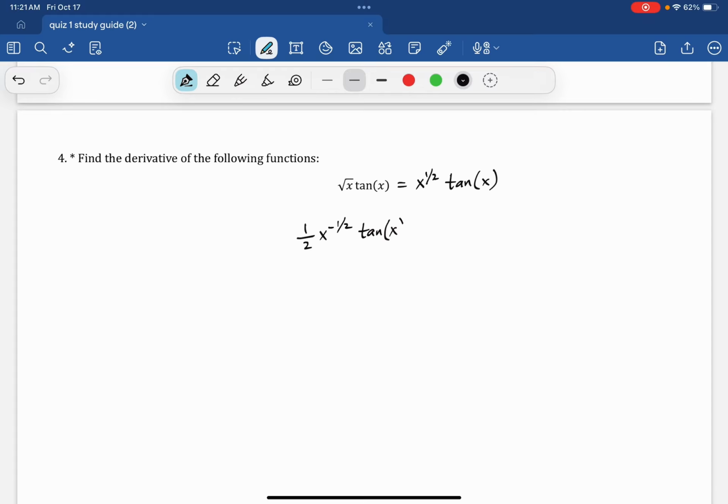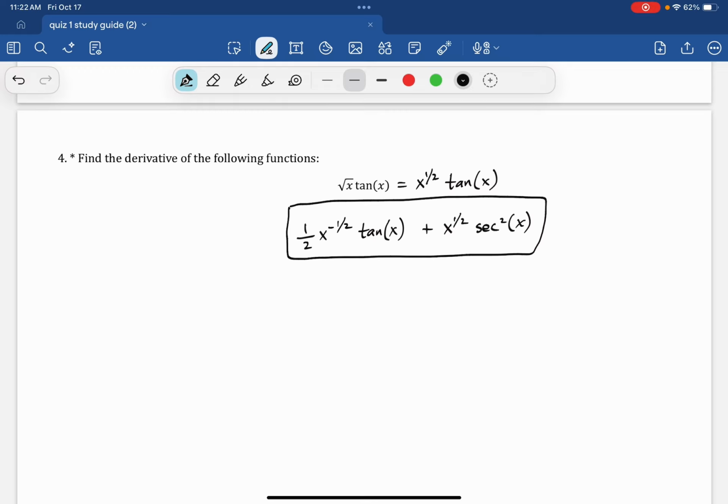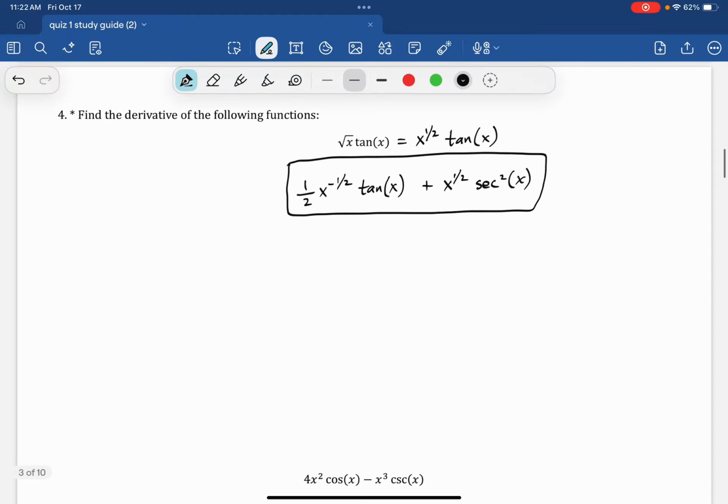I leave that alone. Then I add, for the second term, I leave the x to the 1/2 alone. And then I take the derivative of tangent x, which I've memorized as being secant squared x. And so that's my answer. This is already pretty simplified, but if you wanted, you could also have written 1/2 square root x tangent x plus the square root of x times secant squared x. So that's also fine.